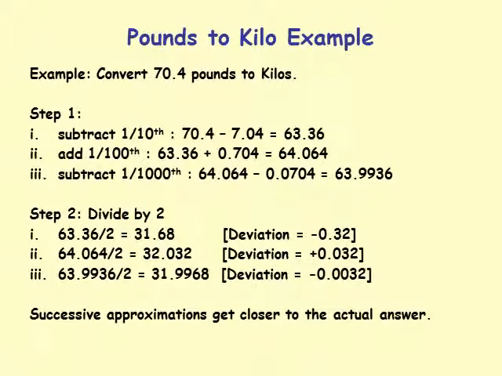Our next approximation, if we use the next one here, 63.9936 divided by 2, we get 31.9968. So the deviation here is negative. We undershot here, and the deviation is minus 0.0032. Okay, let's continue. Every place we go one step further in approximations, we are getting closer and closer, but we are bouncing back and forth around the actual value of 32 kilograms. Successive approximation gets us closer to the actual answer. Okay, let's continue.